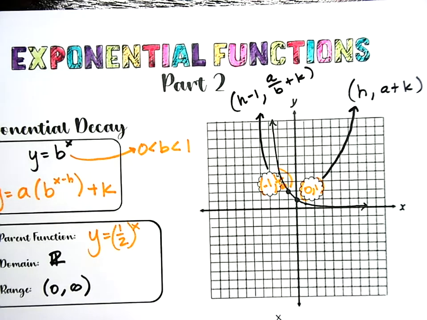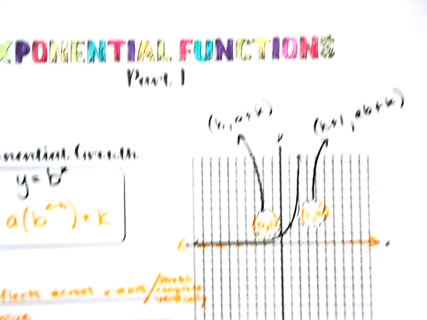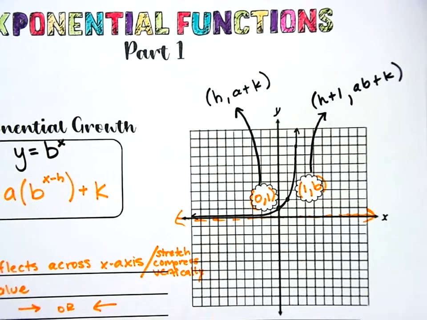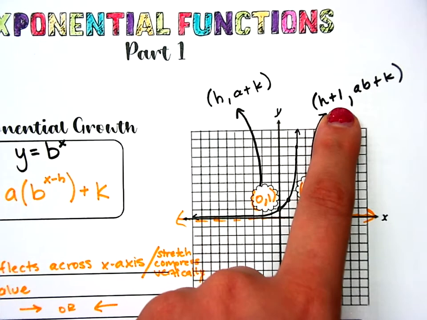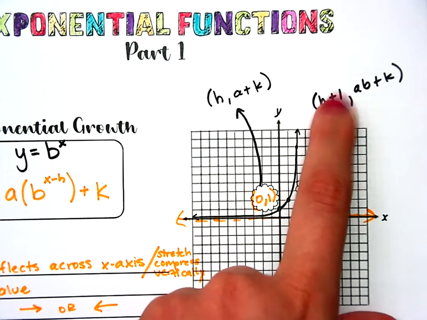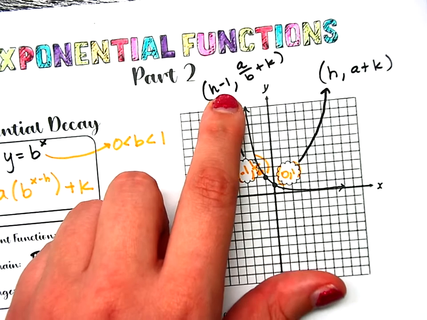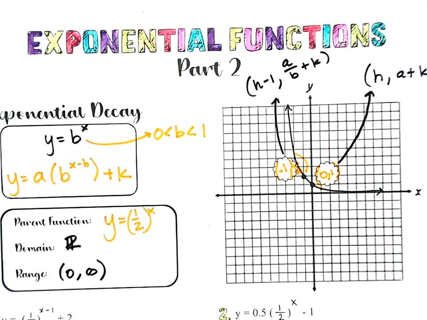Just real quick, if you watched the first video, you'll see that when it's exponential growth, the first reference point transforms the same, the second one's a little different. Okay, so growth +1, decay -1. All right, let's get started.